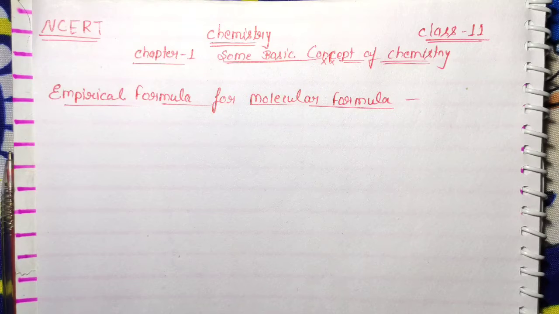Here we study class 11th NCERT Chemistry, chapter number 1, some basic concepts of chemistry. In this chapter we already learned main points of chemistry, physical state of chemistry, classification of matter, law of chemical combination, mole concept, and many more other topics. Here we study empirical formula and molecular formula. For all those topics, please visit my channel and check the playlist.